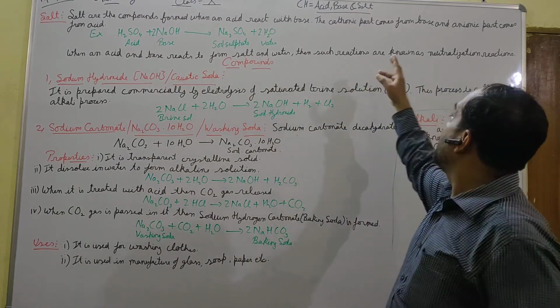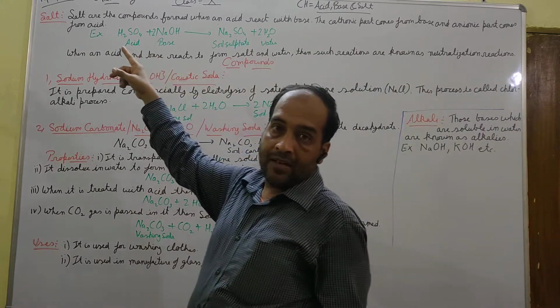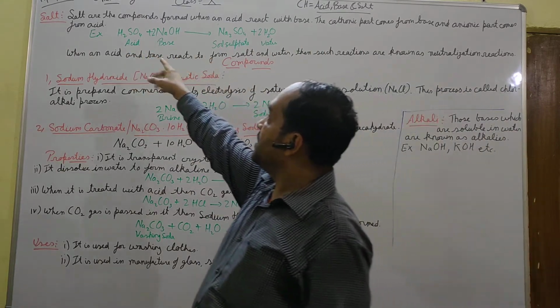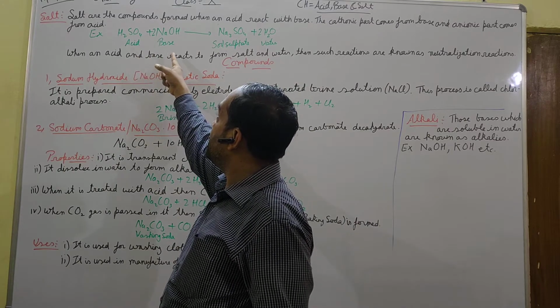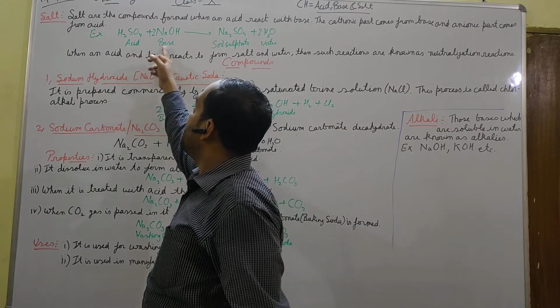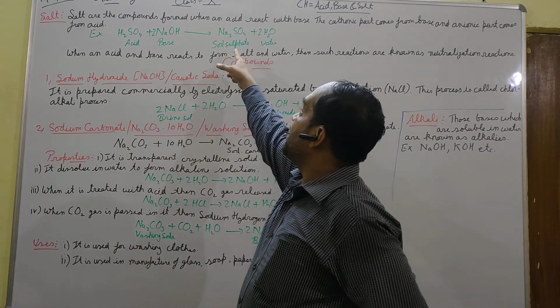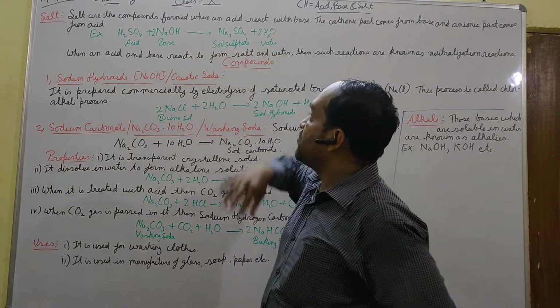The cationic part, the positive part, comes from the base, and the anionic part, the negative part, comes from the acid. For example, H2SO4 is an acid, NaOH is a base, and when the acid and base react, Na2SO4 and water are formed.